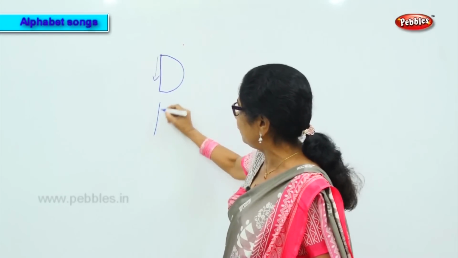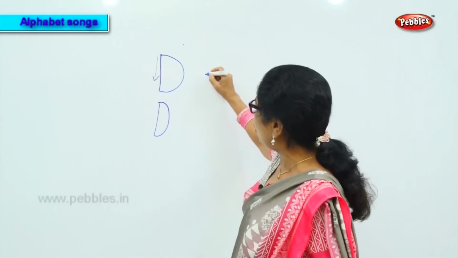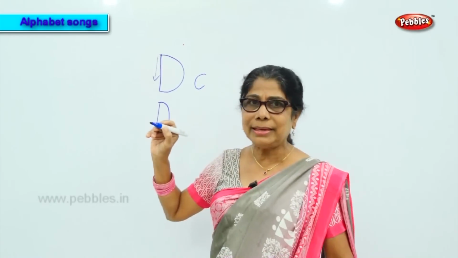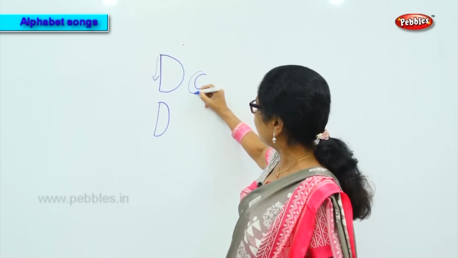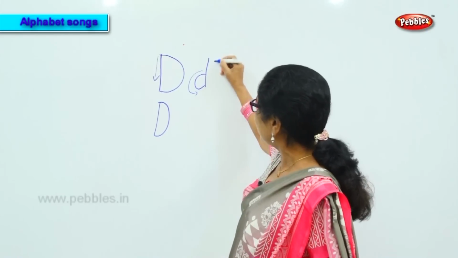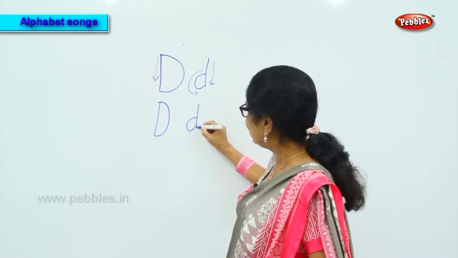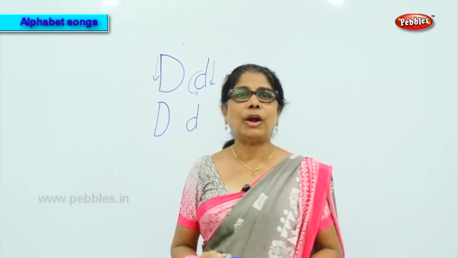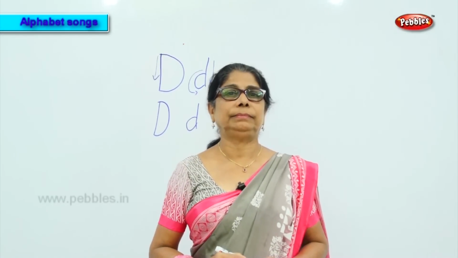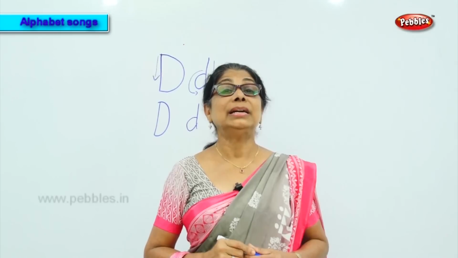So you have big D and small d, like the C and then one line from top to bottom. So we have D and d. Now the sound is D. The sound is D.